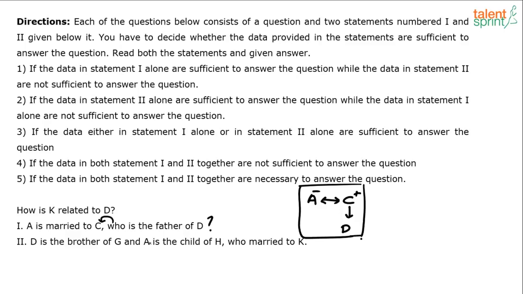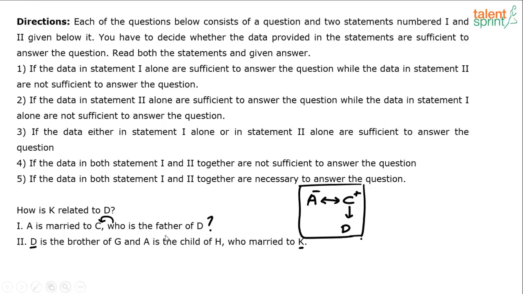Let's try statement 2 now. Of course, this part may be useful if you have to combine both the statements, but that we will figure out only after checking statement 2. So don't waste your time doing all this unless it is really required. Statement 2: D is the brother of G and A is the child of H, who is married to K. Now in this we have got D and K both, so there is a possibility that we will be able to connect D with K.